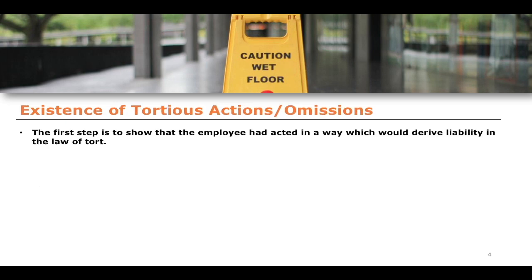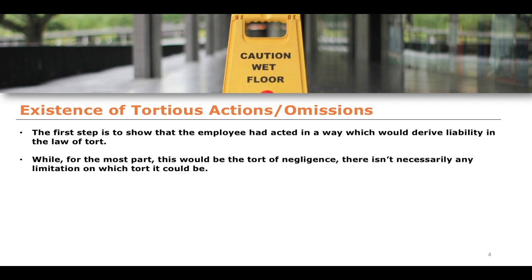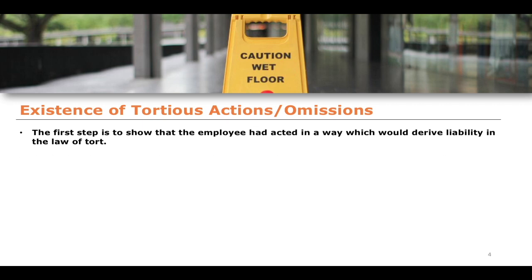Of course, the first step is to show that the employee had acted in a way which would derive liability in the law of tort. So depending on the tort that we're talking about, whether it is negligence, or maybe defamation or something like that, you have to satisfy those individual elements of liability for that particular tort. For example, if it is negligence, you have to show that there was a duty of care, you have to show that there was a breach of a duty of care, then you have to show causation, and that it wasn't too remote, and then there you go, you have your tortious liability.